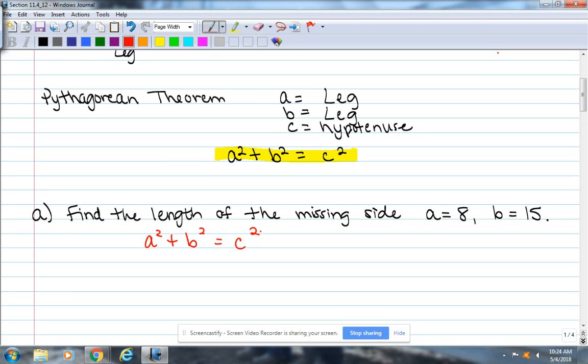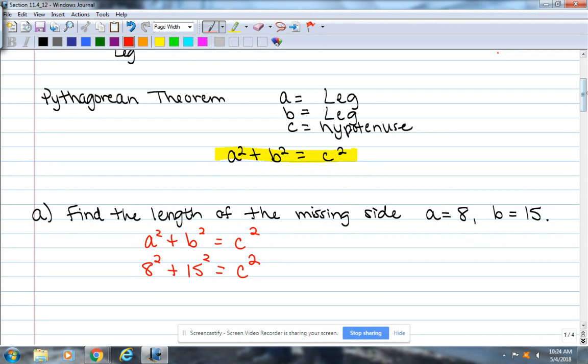And we're going to fill in the ones we know. Now, which one did they not give us? C. So we're finding C, which is the what? Hypotenuse. So we're finding the hypotenuse given the 2 legs. So A is what number? 8. So I plug an 8 in for A. B is what number? 15. Equals, and we don't know C, so we leave C alone. So we know 8 squared plus 15 squared has to equal C squared.